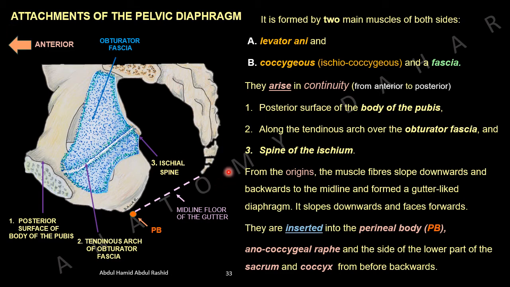From the origins, the muscle fibers slope downwards and backwards to the midline and form a funnel-like diaphragm. It slopes downwards and faces forwards. They are inserted into the perineal body, the anococcygeal raphe, and the side of the lower part of the sacrum and coccyx from before backwards.